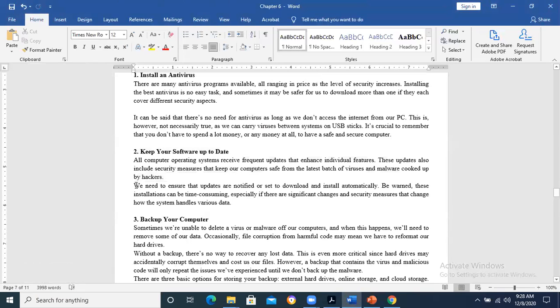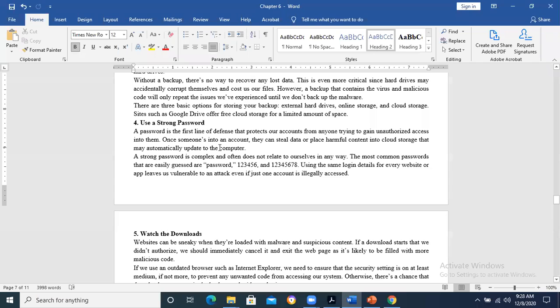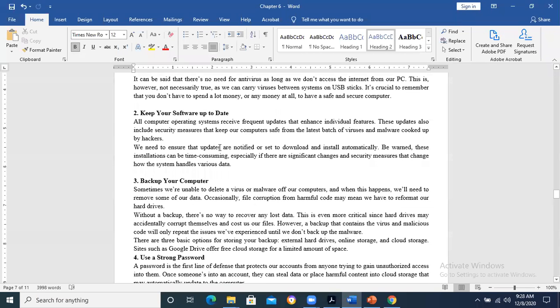And what is written more over here, we need to ensure that the updates are noticed or set to download and install automatically. Normally it is done automatically. Fine. Sometimes the updates are very time consuming, people avoid them, and people don't want to do the updates. Sometimes they just click on no and they don't want to update, but keep in mind that this could become a security threat for you.